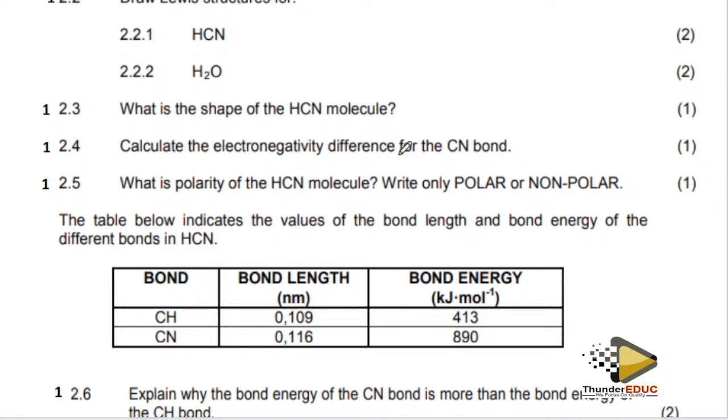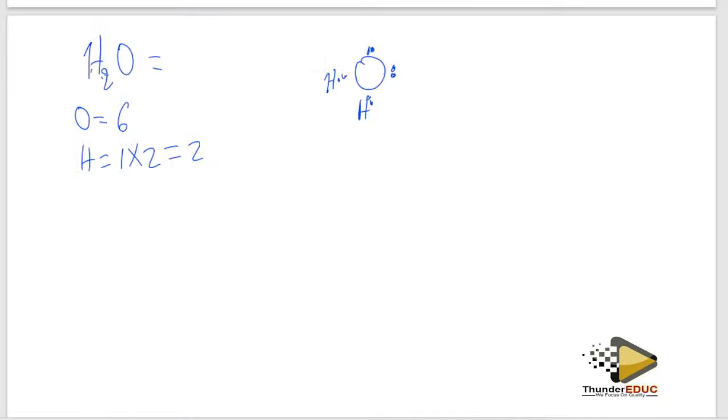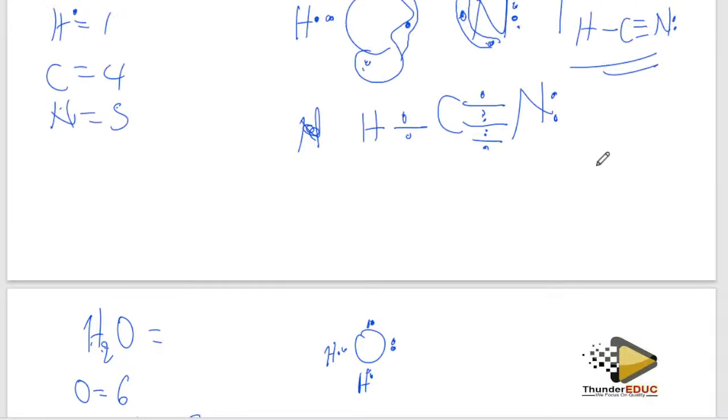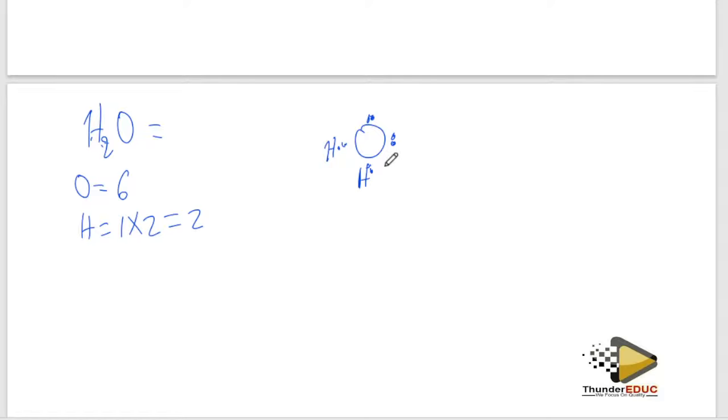What is the shape of hydrogen cyanide? Which shape are you going to form here? The shape you're going to form here, because this one is not going to push anything, is linear, meaning that it's straight. It's going to form a straight line. Check here, it's going to be like that. But don't forget that for water, it's going to form a V shape or angular.